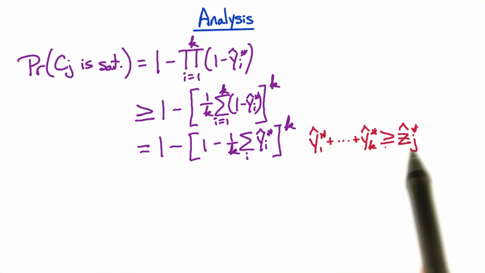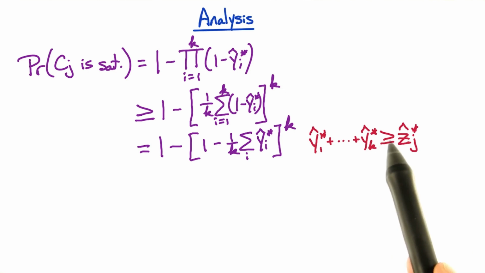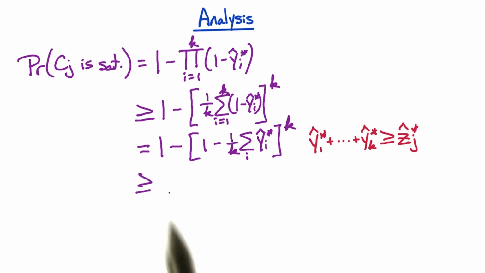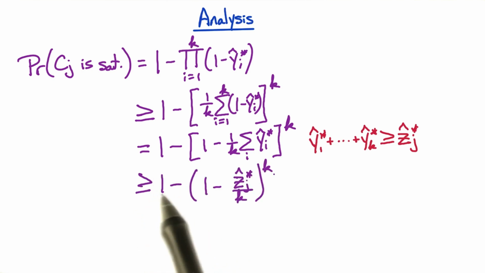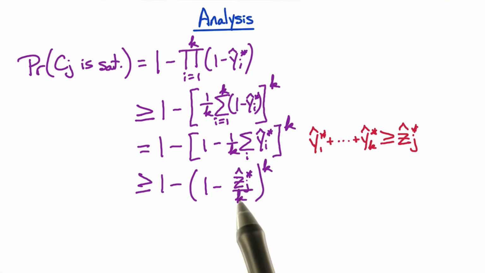So we can apply this inequality, plug it in, and we can drop these y's and get the z. Now this is at least, then we're doing a negative, and then another negative. So we get that this is at least 1 minus the quantity 1 minus zj hat star over k, all raised to the kth power.